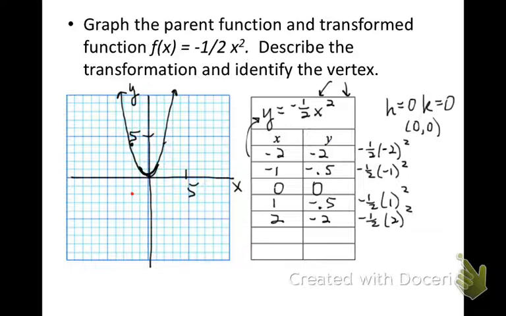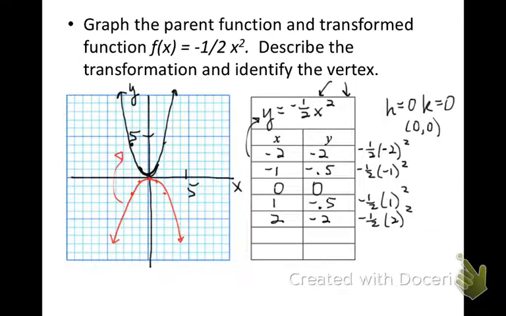Negative 1, and then I'm only going to go halfway. So I'm just going to estimate as best I can. Positive 1, and then positive 2, negative 2. Now a nice smooth U-shaped curve, and you should see that this U-shape is a bit wider than the original. And so what we have here, it is also opening downward.